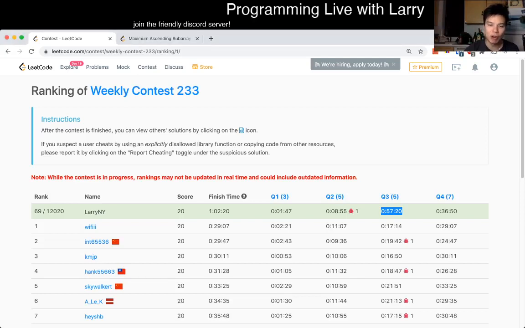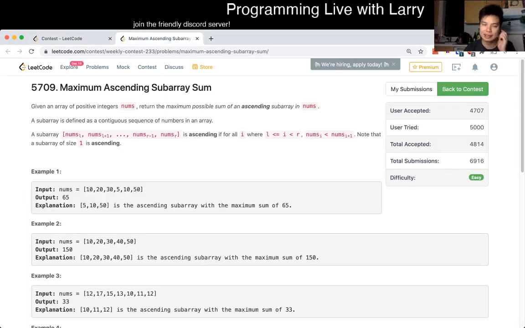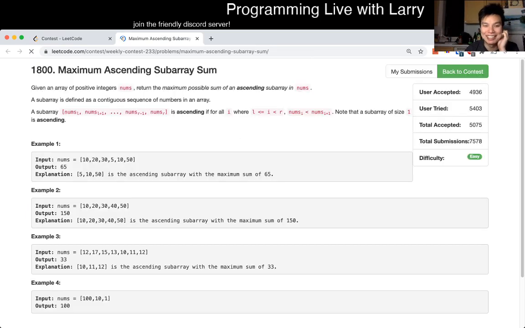This is me going with Q1 of the weekly contest 233, maximum ascending subarray sum. If you're here, you're probably just hanging out and chilling.